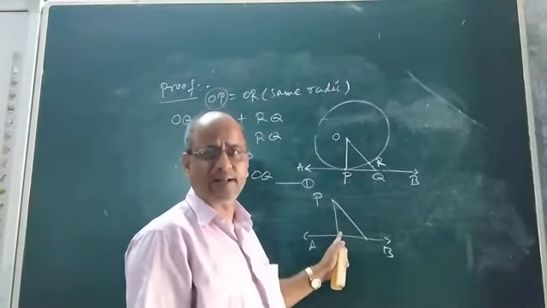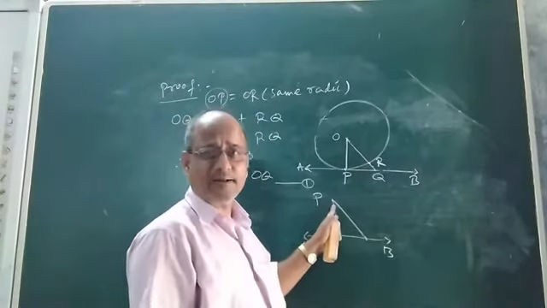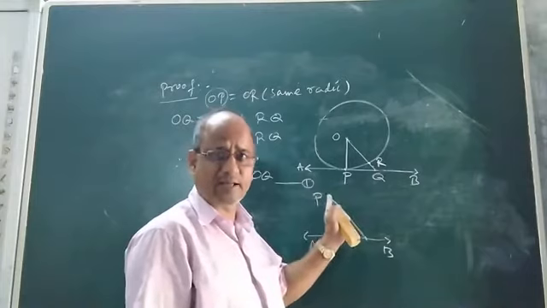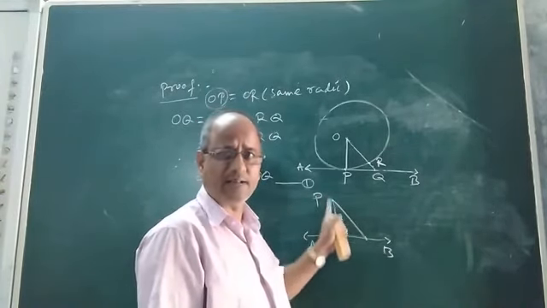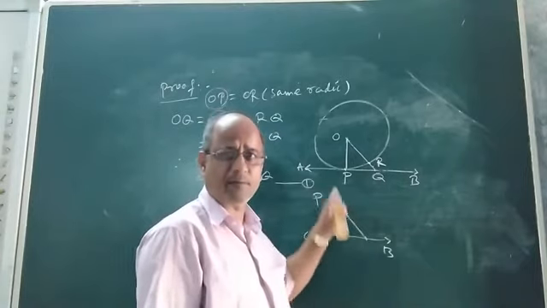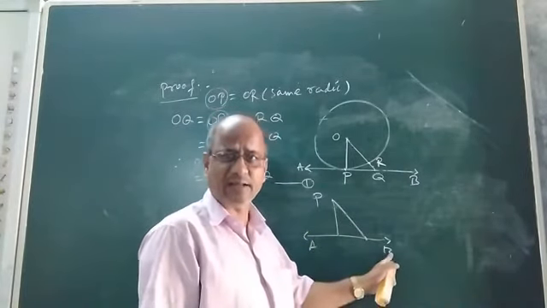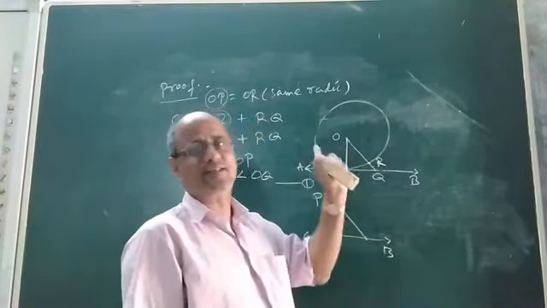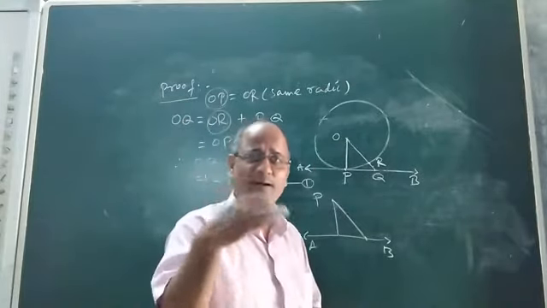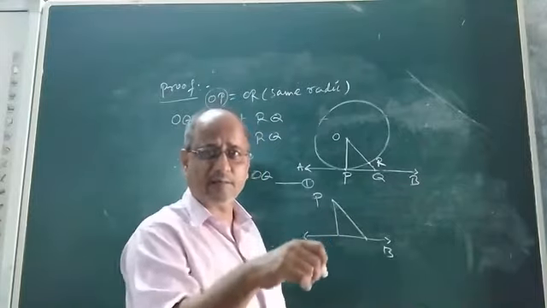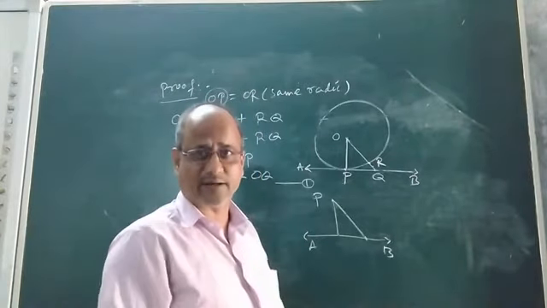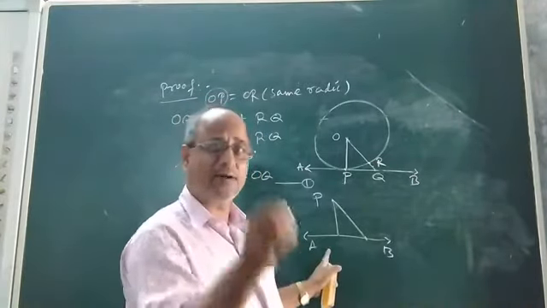But what we had read in class 9 is that from an external point we may draw as many line segments as we like to a given line. The perpendicular is the shortest. That means whatever number of lines we may draw from an external point to a given line, the line segment which is perpendicular will be the shortest. The perpendicular line segment will be the shortest.